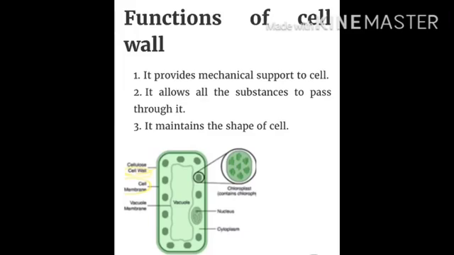Now the function of cell wall. It provides mechanical support to the cell. It allows all the substances to pass through it. It maintains the shape of a cell. Everyone can draw a plant cell in their classwork copy.